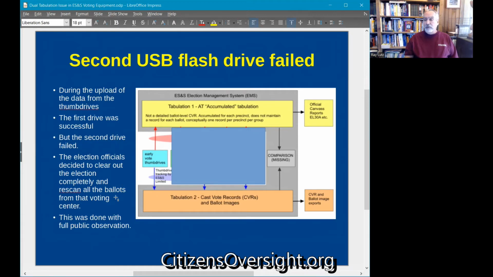Now, this was done with full public observation, and wasn't in secret or anything. Everybody noticed, they were told what was happening, and we had at least one volunteer who was there watching that reported this to us.